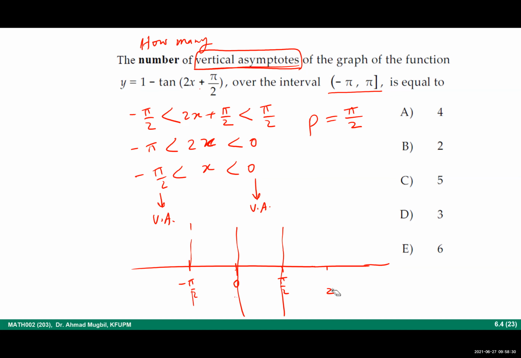So if you add, it will be pi, not 3 pi over 2. If you add more, it will be 3 pi over 2. Is that right? Go to the left. Subtract pi over 2. What will you have here? Negative pi. Subtract again. You will have negative 3 pi over 2.